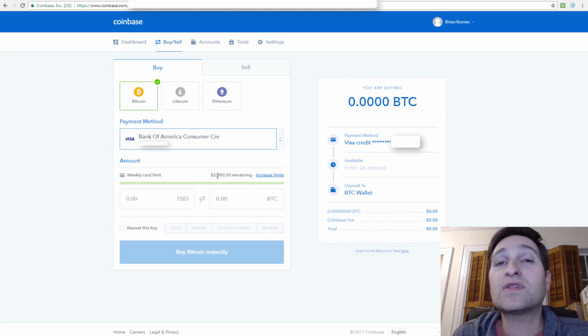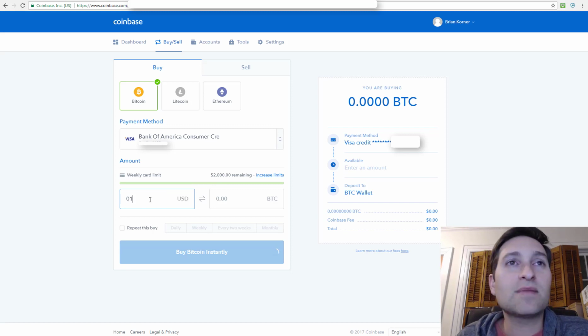Now you will not start off with a $2,000 limit. You'll probably start off with a $500 limit, but once you start doing some transactions, they're going to start increasing that limit pretty quickly. And you can even see here they want to increase my limits again. On this account, we don't need it, but anyway. So how much can you buy? I think you can buy as little as like 10 bucks.